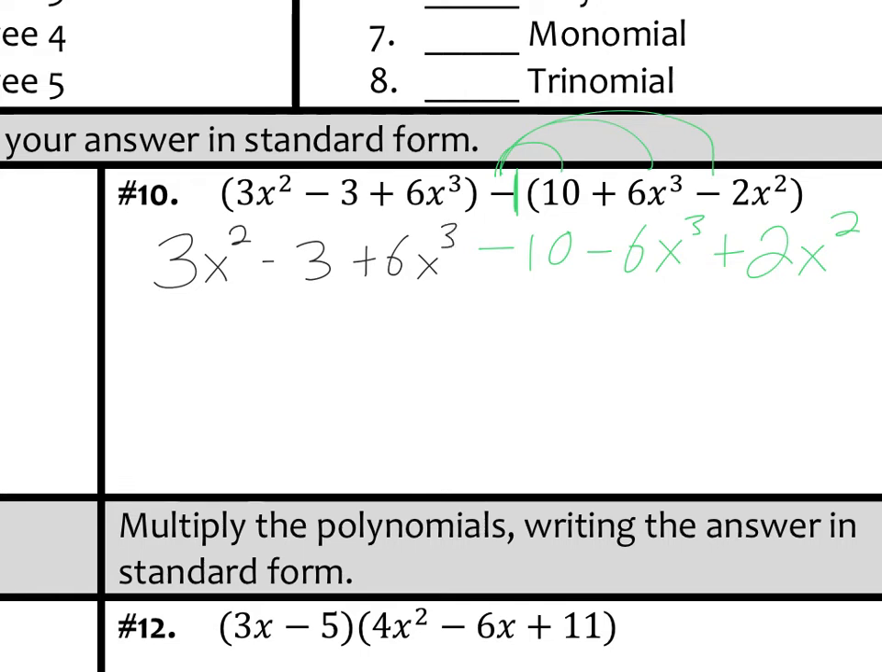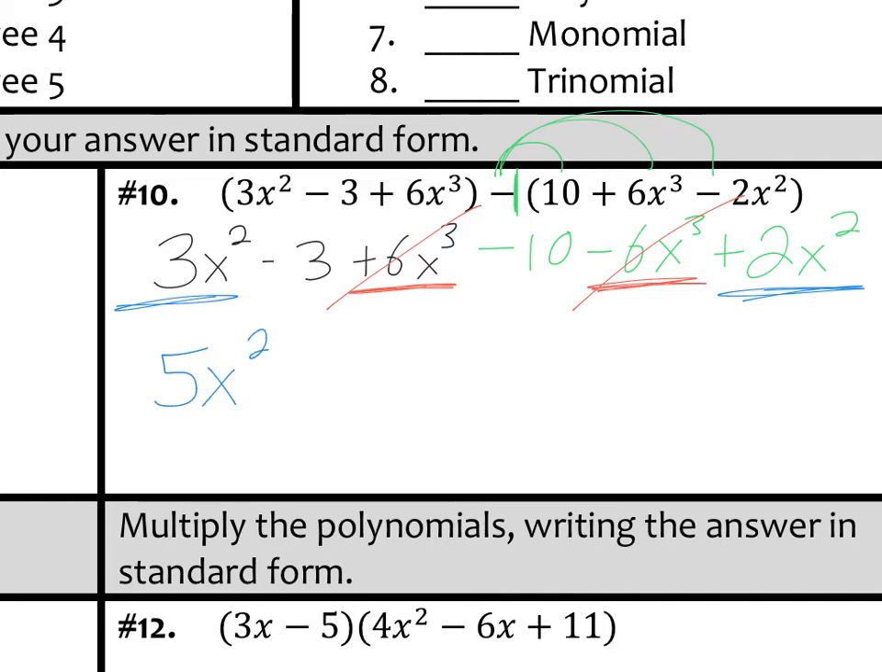Okay. And now we can just combine like terms like we just did on the other problem. Biggest exponent is a 3, so we have a 6x cubed and a minus 6x cubed. Positive 6 minus 6 is 0, so those terms completely cancel each other out. There is no x cubed, they're gone. Next, x squared. So we have a 2x squared and a 3x squared. 3x squared plus 2x squared is 5x squared.